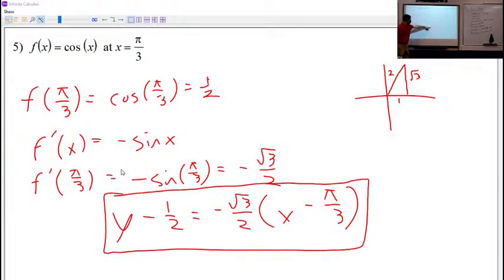So the slope is f prime at the value. To get the point, we're going to plug into the original function.